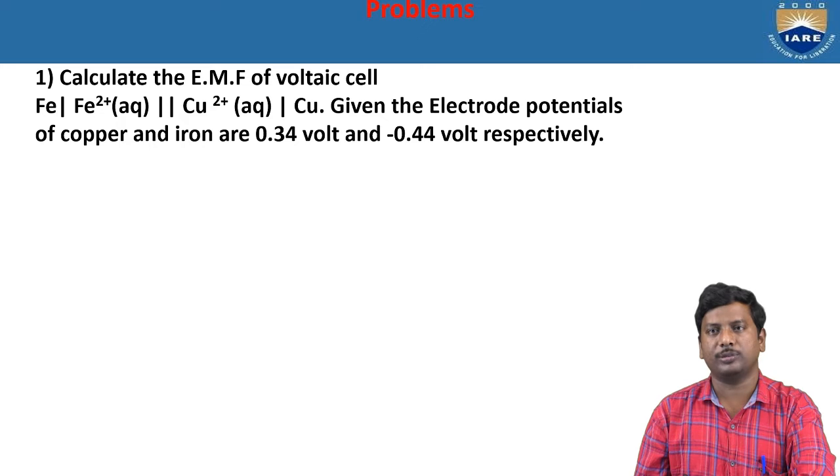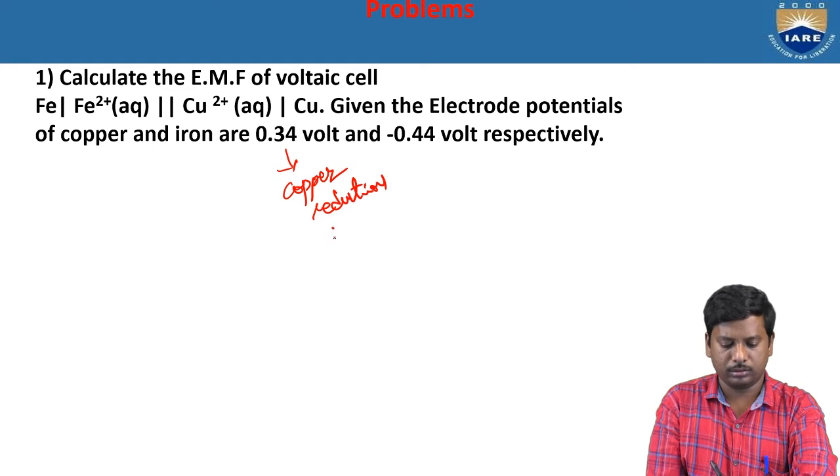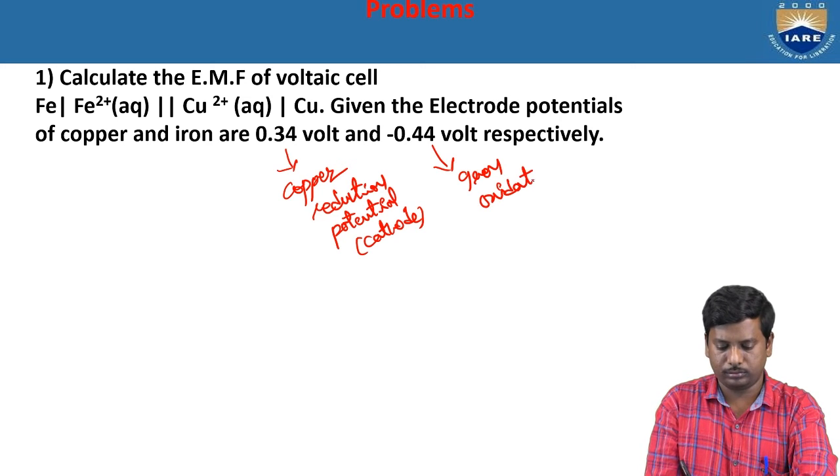In this case, we observe that 0.34 belongs to the cathodic potential, that is, the copper reduction potential, which acts as a cathode. And minus 0.44 volts is the iron oxidation potential, which occurs at the anode.